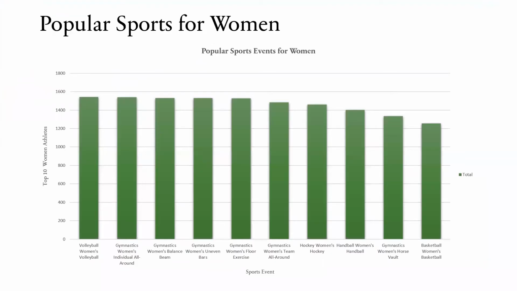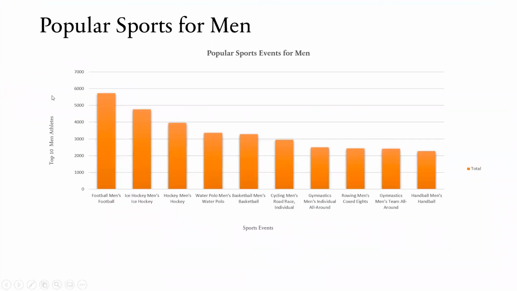Now coming to popular sports for men. Here we can see in the bar graph that football and hockey have the most participants. Most of the games are team games. However, we do not see some individual events such as cycling, gymnastics, and marathon among the top 10 popular sports for men. Men's handball team is the least popular sport for men. We can run a SQL query for this also.